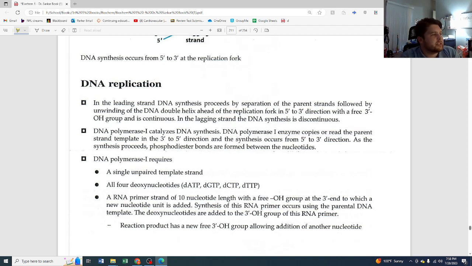So, DNA replication. In the leading strand, DNA synthesis proceeds by separation of the parent strands, followed by unwinding of the DNA double helix ahead of the replication fork in a 5' to 3' direction with a free 3' OH group, and is continuous. In the lagging strand, the DNA synthesis is discontinuous.